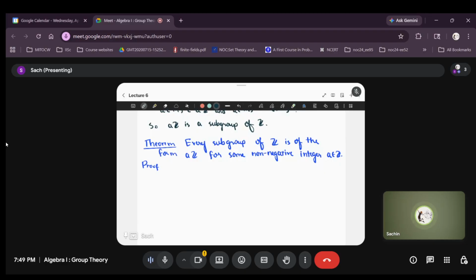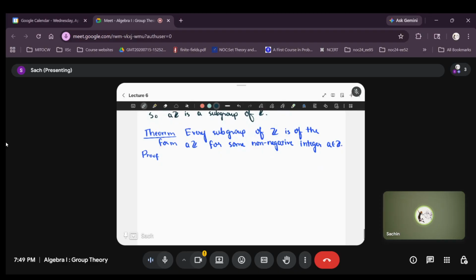But then you can't simply say that if it is not of the form aZ, then I'll pick two elements, and some won't be in the group. You can't simply say that, no? Yes, you have to prove that. Instead of that, what we'll do is first we'll get rid of the empty set. We'll get rid of the trivial subgroup.